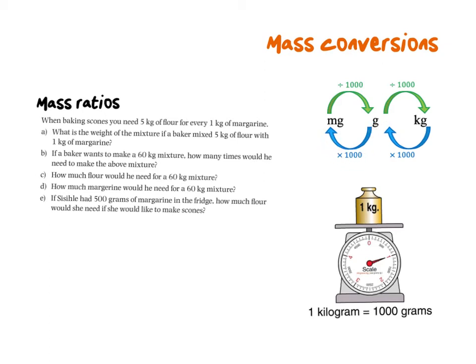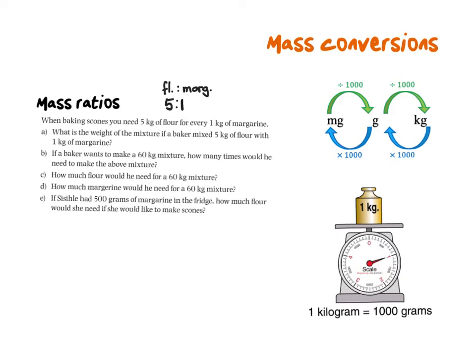So for this specific question, I would like to now include ratios in the question. So once again, let's consider a baking example. If you need 5 kilograms of flour for every 1 kilogram of margarine, it means that you have a ratio of 5 to 1. And I also like to write the little words there for myself, flour to marge.